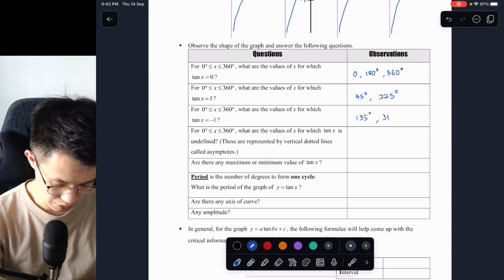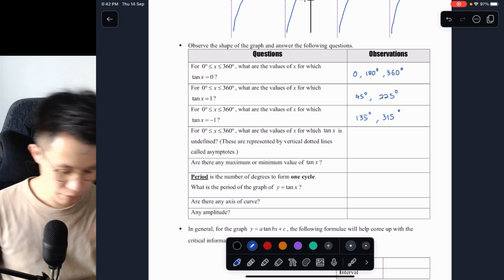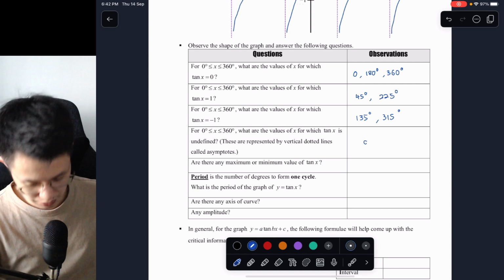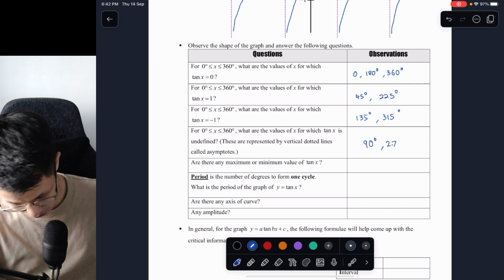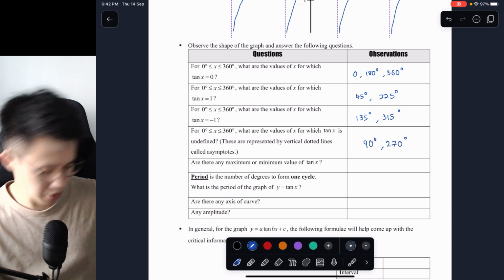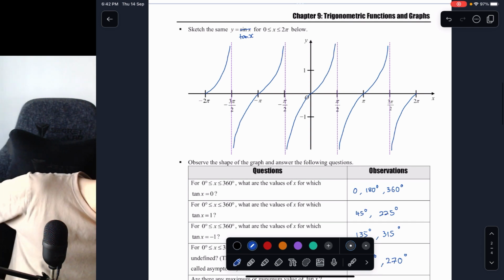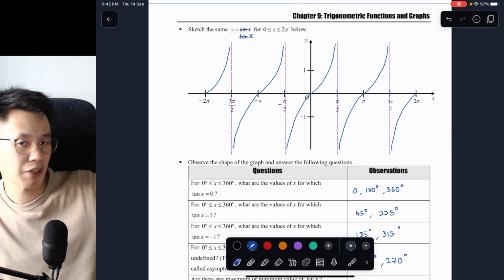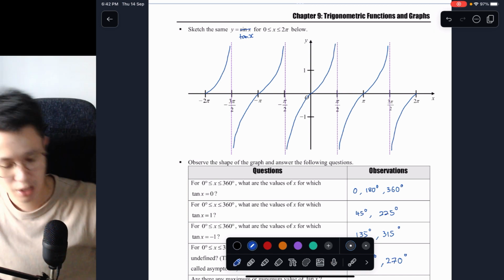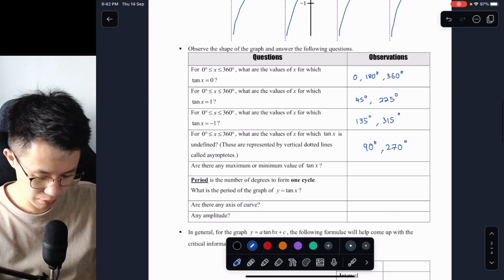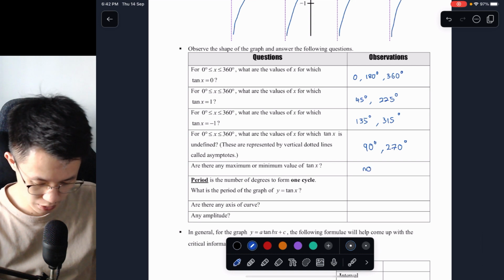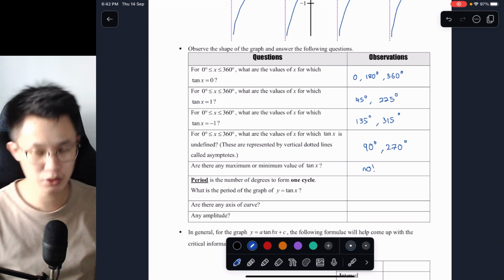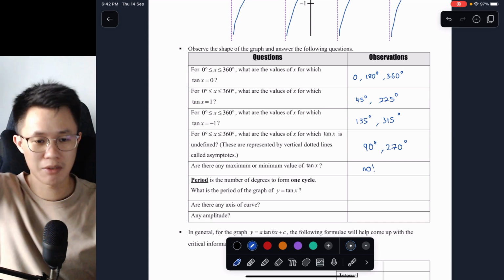and 315 degrees. For which values of x is tangent x undefined? It's going to be 90 degrees and 270 degrees. Maximum value? Is there any maximum value for graphs like that? Think about it, it's going infinitely stretching upwards and downwards. So there will not be any maximum or minimum value. So that's something interesting. So no matter how you multiply to tangent x, it will just keep increasing.